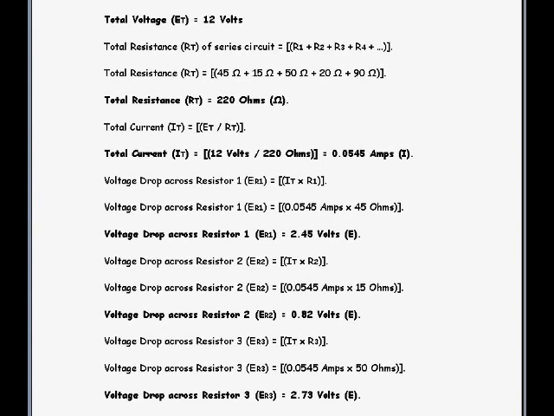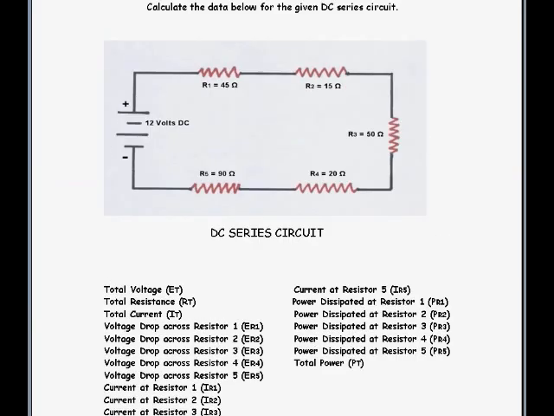So we know there's 12 volts. The total resistance, we know there's a total voltage of 12 volts on the circuit. Total resistance of the series circuit is, by the summation rule of resistors in series, 220 ohms. Then we find the total current, 12 volts divided by 220, so that would be the total current in that circuit. Then all we have to do is find resistor 1, which I'll just give a little reference here. Resistor 1, 2, 3, 4, 5.